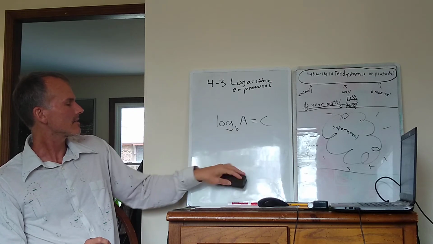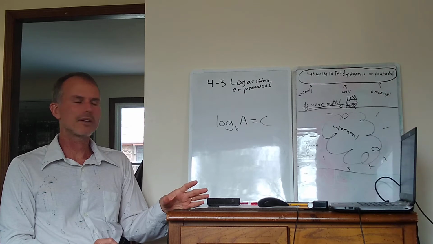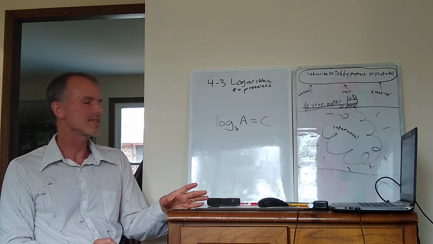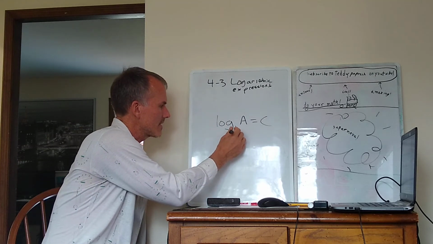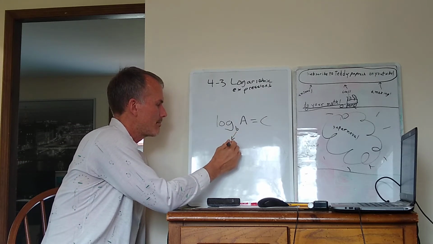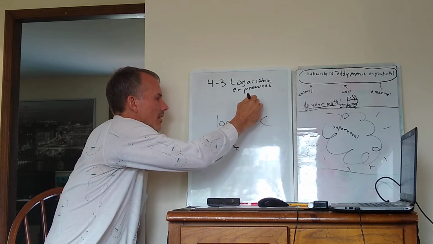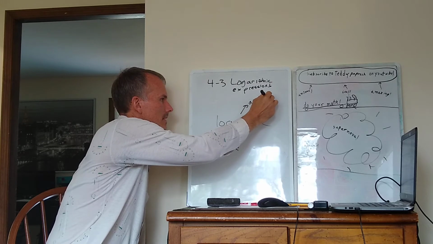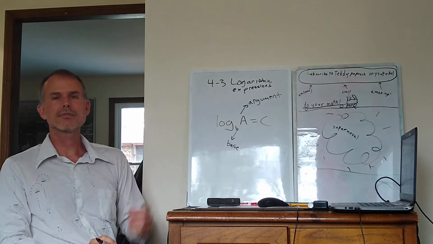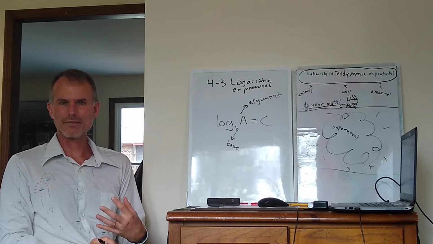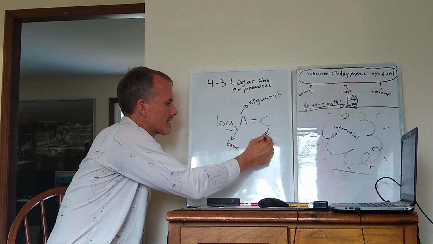So now, let's look at this equation. What I want to do is just kind of name the three pieces of this equation. So this little number right here, that's called the base of a logarithm. This is called the argument. That's the number or other expression that we are taking the logarithm of. And this right over here, this is the exponent.